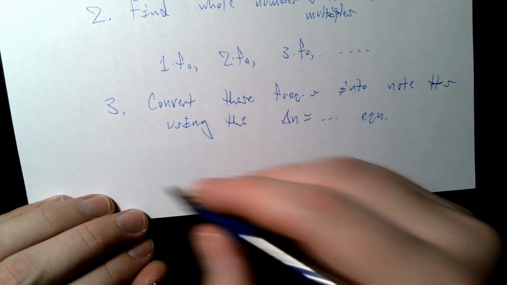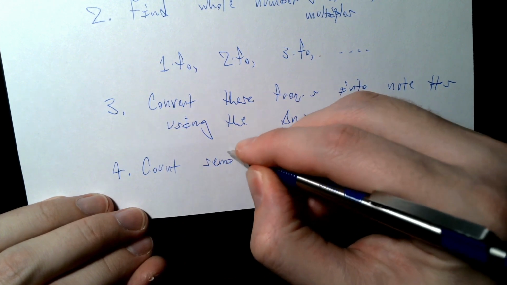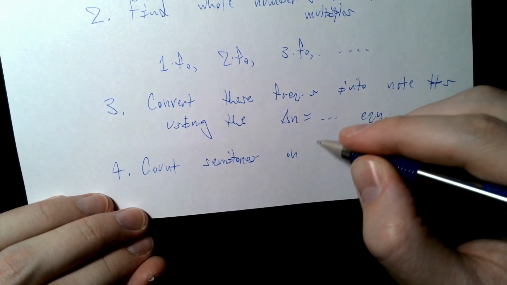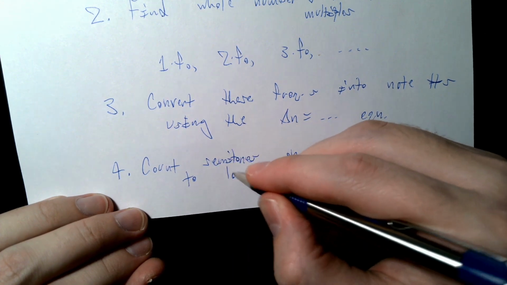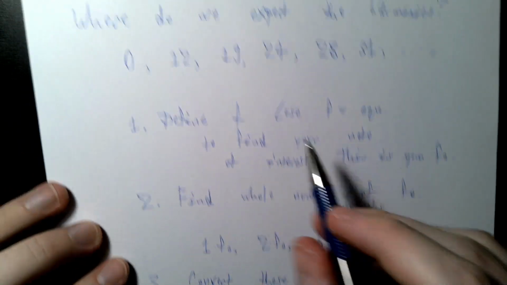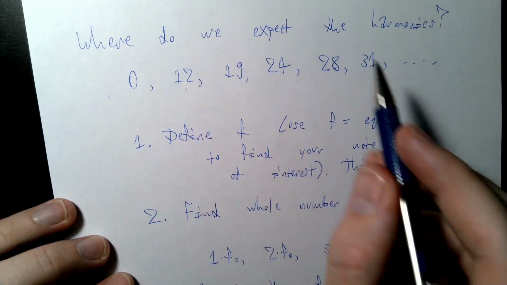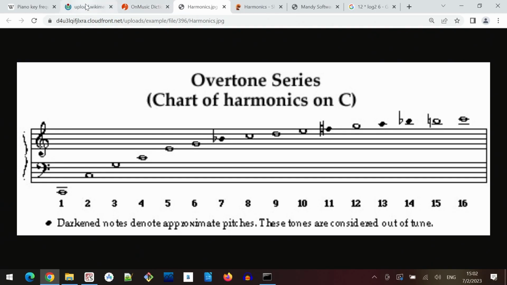And that's what we did. Then step 4 is count semitones on the piano frequency chart to locate harmonics. And ta-da! And so we found these numbers. This was the result of step 3, and step 4 was the part where we went to the chart here and came up with the result here.